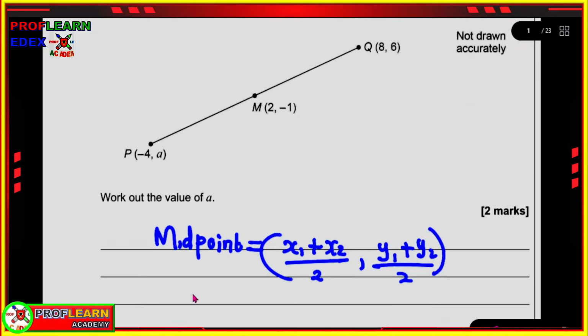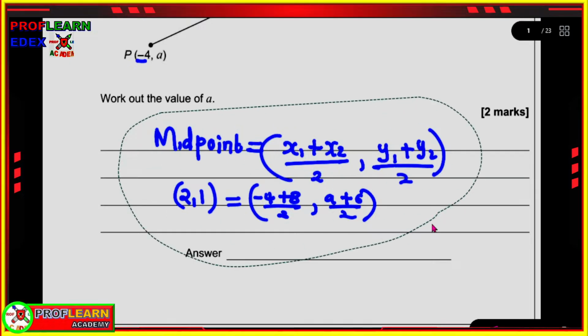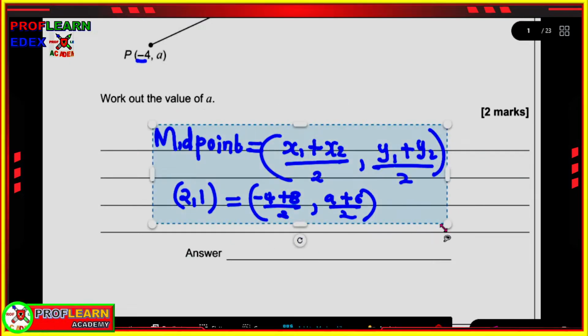Basically that's what you're going to do. But you are given the midpoint here is 2, 1. So in the event of working this out, this is the x value and this is the second x value. So that's going to be minus 4 plus 8 over 2, comma, this is going to be a plus 6 over 2, right? Then if we are to simplify this, let me just move this a little bit.